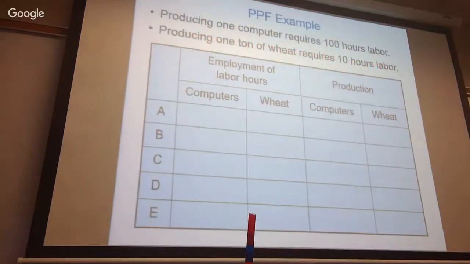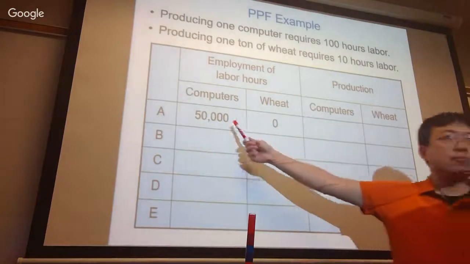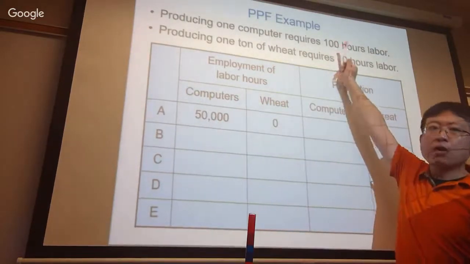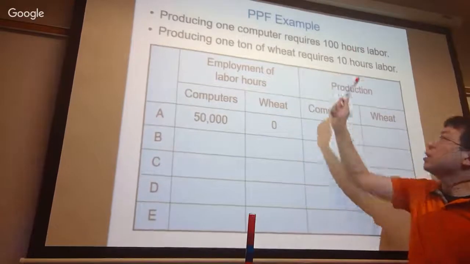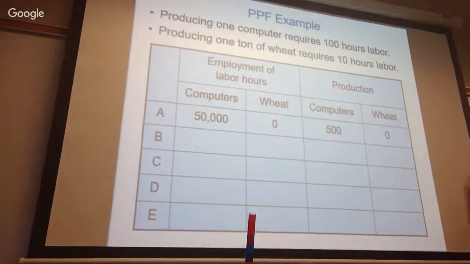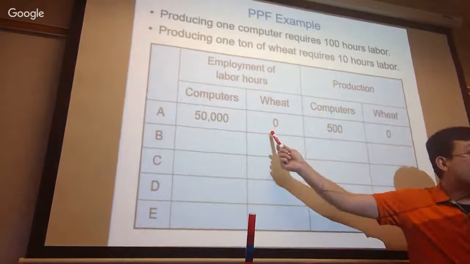So let's look at different combinations. For every computer, it would take 100 hours. For every ton of wheat, it would take 10 labor hours. So for our first combination, if we're spending 50,000 hours on computers and 0 hours on wheat, how many computers can we produce? 500. How do you get 500? I divided 50,000 by 100. Very good, right? So we spend 50,000 hours on computers, and every computer is 100 hours. So 50,000 divided by 100, our computers are 500. And for wheat, you don't spend any time on it. You don't have any wheat, right?